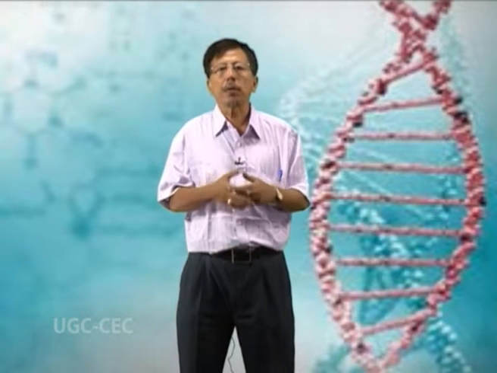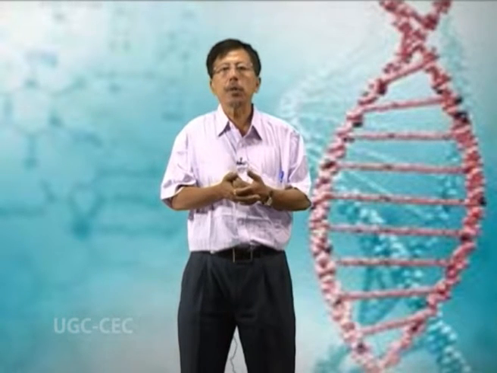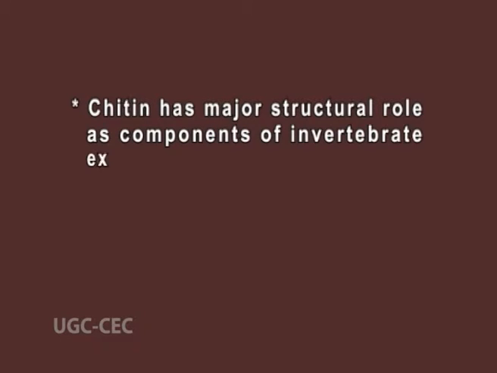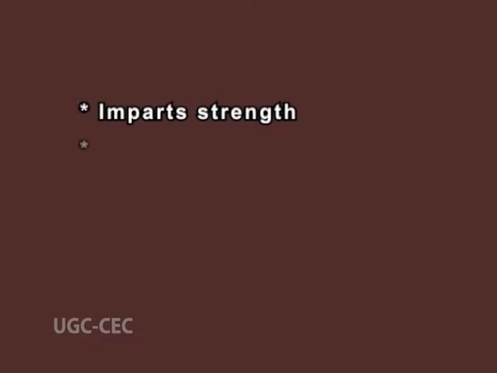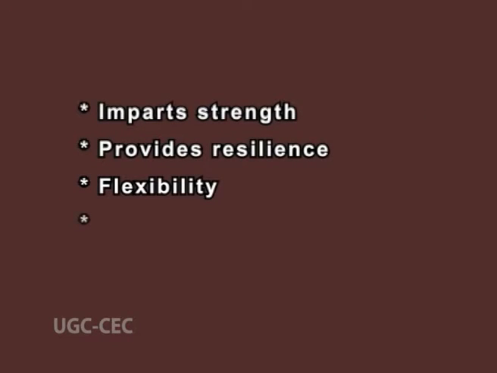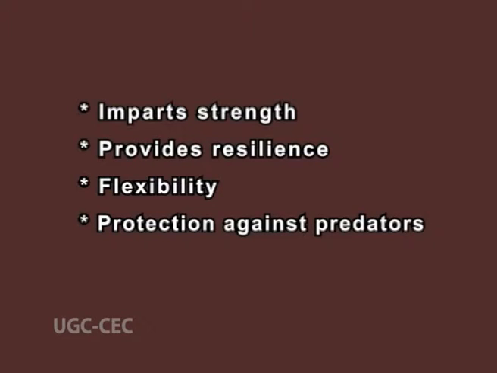Functions of chitin. Chitin serves several biological roles and has several distinguishing properties which we can outline now. Chitin has major structural role as components of invertebrate exoskeletons as well as fungal cell walls. It also renders shape to the cell and the organism. It provides protection against desiccation. It imparts strength, provides resilience, flexibility, and also protection against predators.